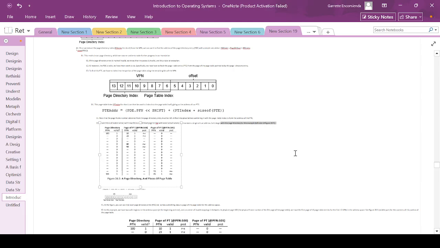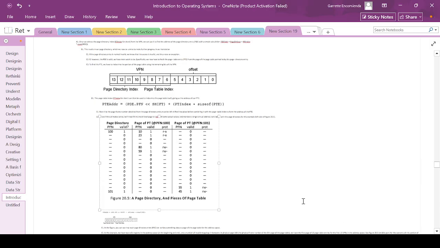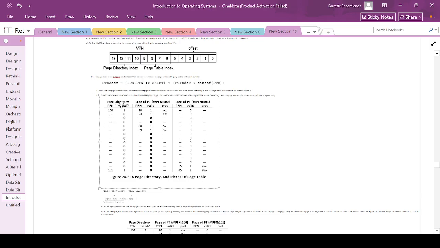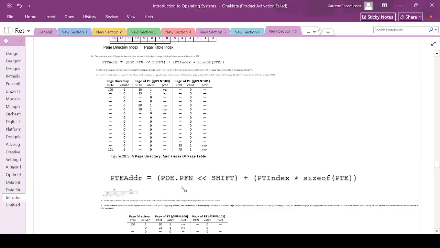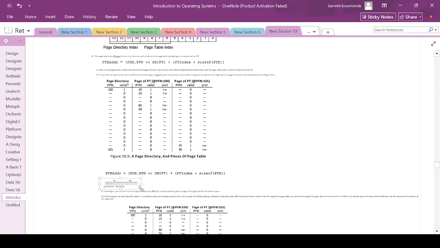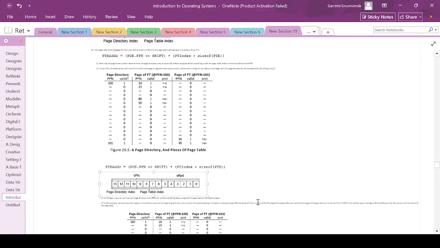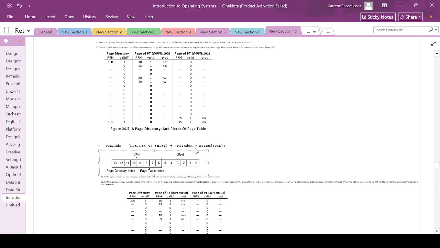Let's begin with the page directory. For this example, see figure 2.5. Here in the page directory, we have PFN, physical frame number, 100, and the last entry is 101. So as you can see in this page directory, you have physical frames 100 and 101. Here is the PTE address again, and here is how we get the PTE index in this formula.